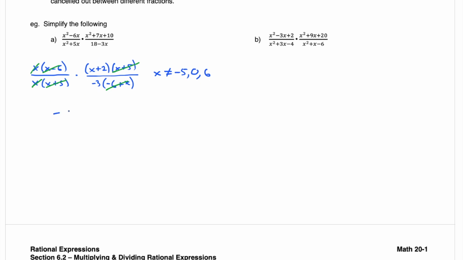Again, normally we'll take that negative out front, negative x plus 2, and then all over top of 3. And you could also multiply the negative 3 there and get negative x minus 2. That would also be fine. X can't equal negative 5, 0, and 6. And then that will be your equation in simplest form for that particular factor. So I'm going to recommend that you just take a moment to pause the video, give the next one a try, and then restart the video and see how you did.